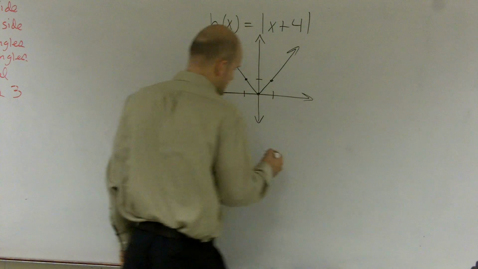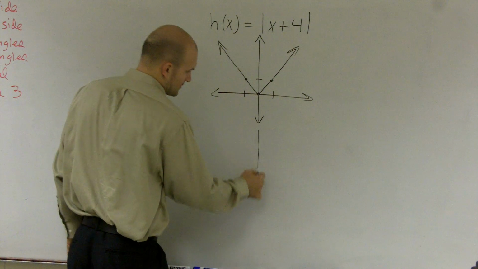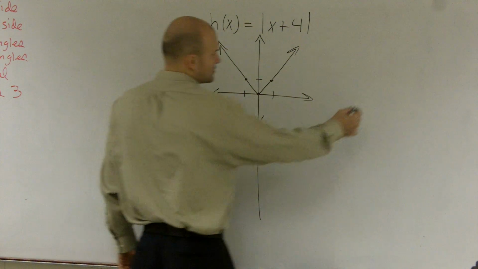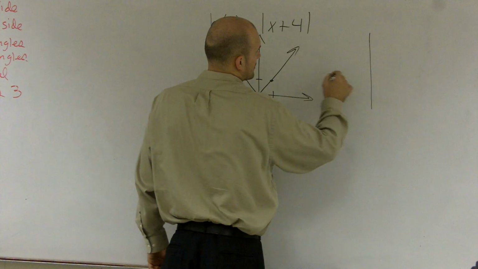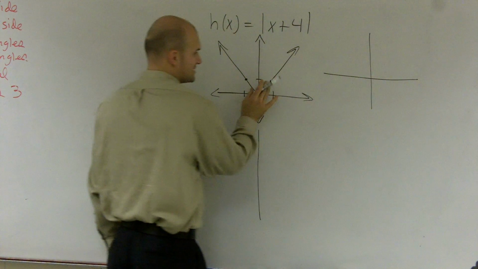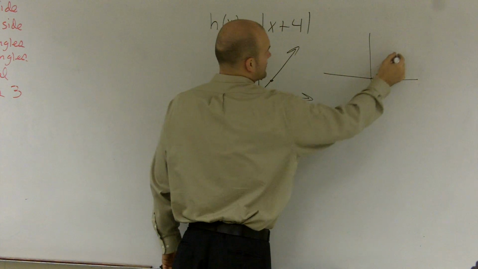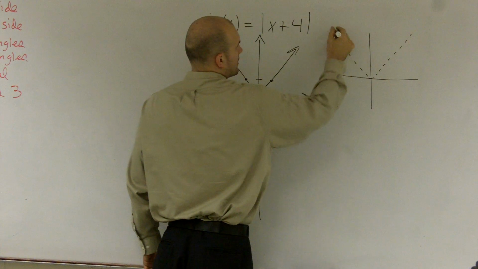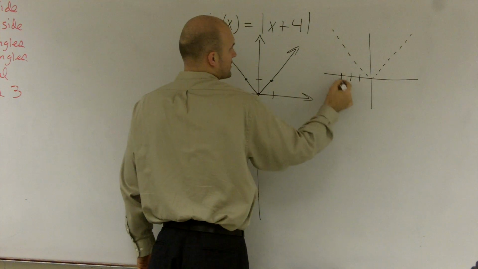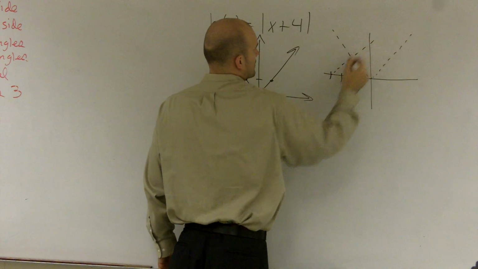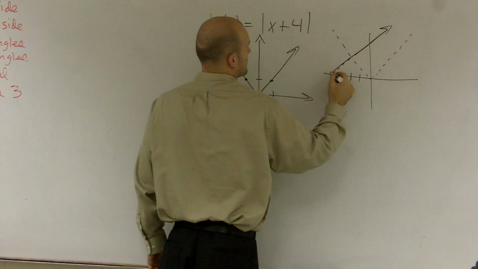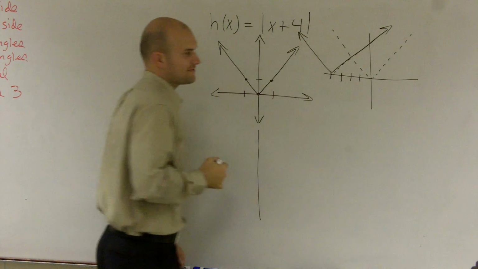So therefore, to graph this, I'll do it over here. I'm just going to take this whole graph and shift it over 4 units. So here's what my graph originally looked like, and I just shifted it over 1, 2, 3, 4 units. So that's what my graph is going to look like.